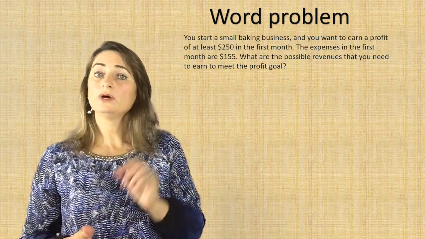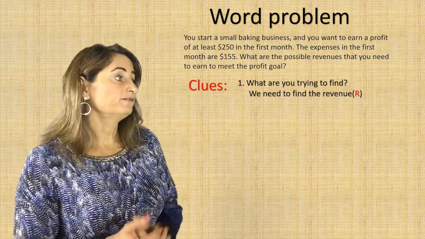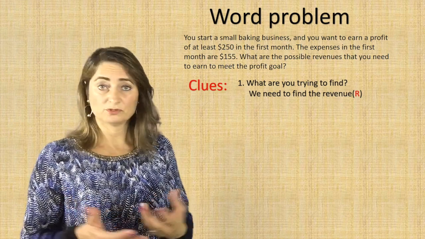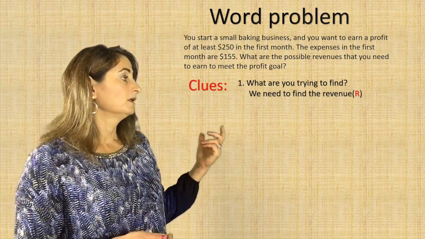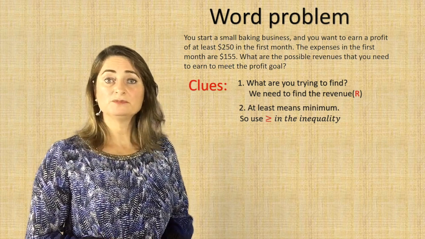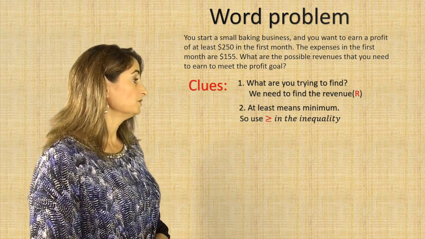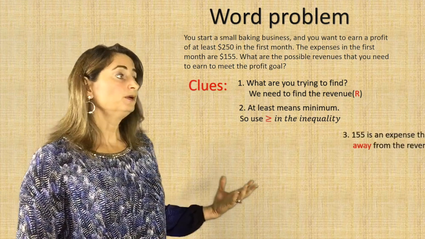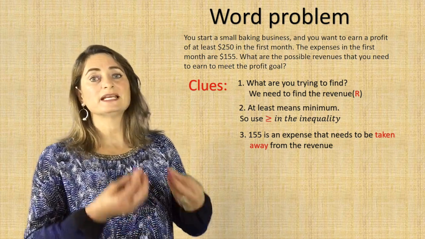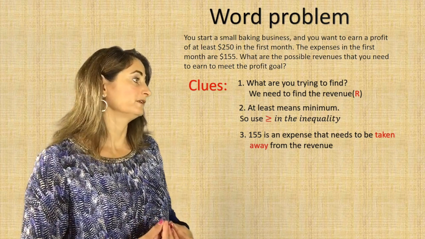First of all, what are your clues? Clue number 1, what are you trying to find? We're trying to find the revenue, so give it the letter R because we don't know what it is. We need to find it. Clue number 2, at least means minimum, so use more than or equal to in your inequality. Clue number 3, 155 is an expense. So what do I do with that? It needs to be taken away from the revenue and still make a profit of $250.